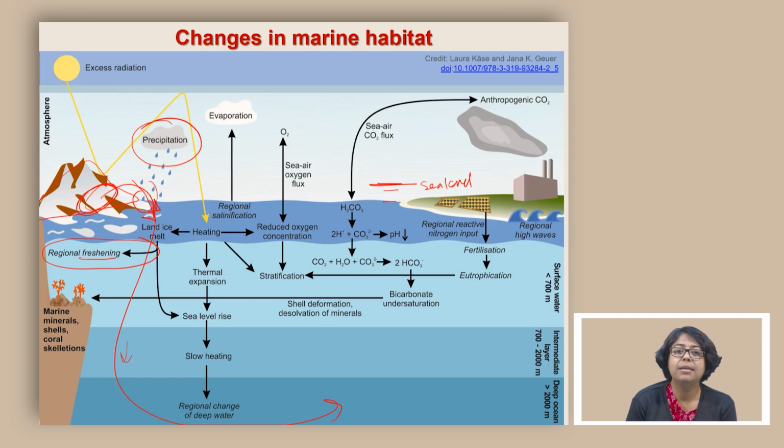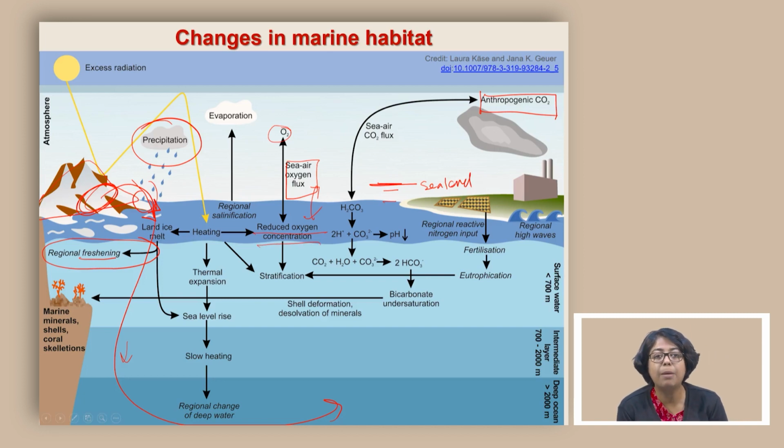Another point is the anthropogenic carbon dioxide. Carbon dioxide is a gas which stays in the atmosphere, but the atmosphere is always interacting with the ocean, and that is how the ocean gets its oxygen. So, the sea-air oxygen flux depends on how much oxygen is in the atmosphere and how it is going down. If it is heated, there would be a reduced oxygen concentration because the ocean cannot take up so much oxygen from the atmosphere.